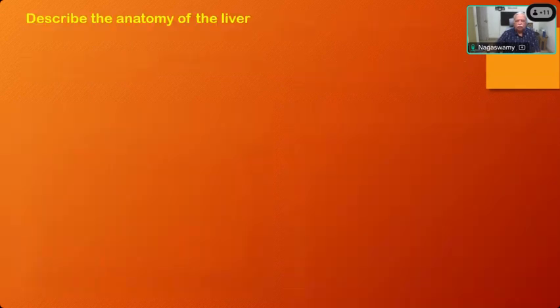Describe the anatomy of the liver. Sometimes the examiners are fond of asking anatomy and physiology, all the basic sciences of the liver. So how will you describe the anatomy of the liver? The liver is the largest gland in the body, sir. It weighs around 1,200 to 1,600 grams, sir. It is located in the right hypochondrium, epigastrium, and part of the left hypochondrium. It has dual blood supply, with the portal vein 75% and the hepatic artery 25%, sir.